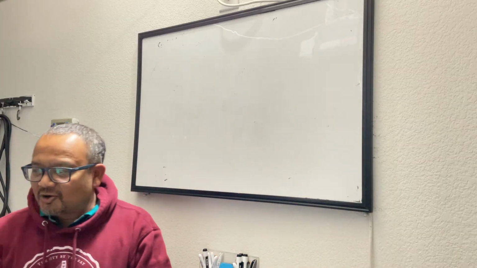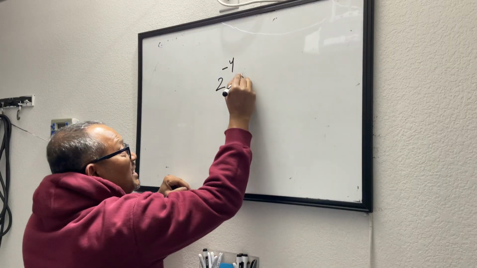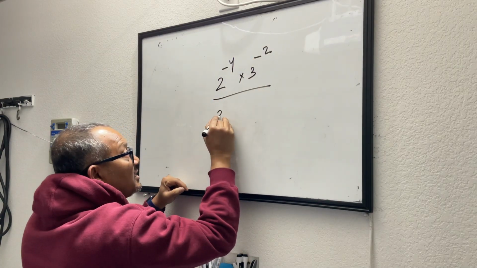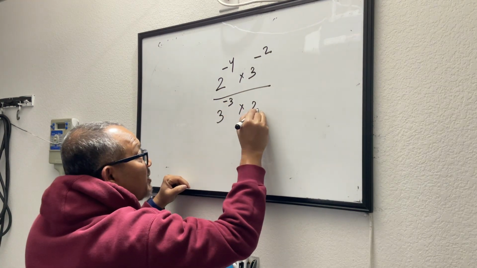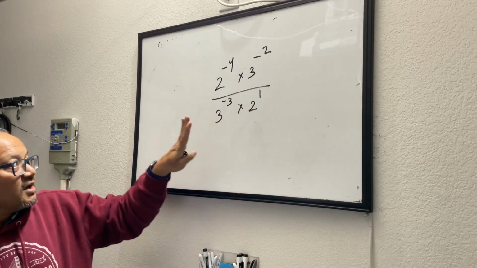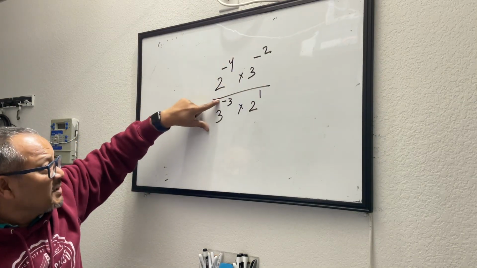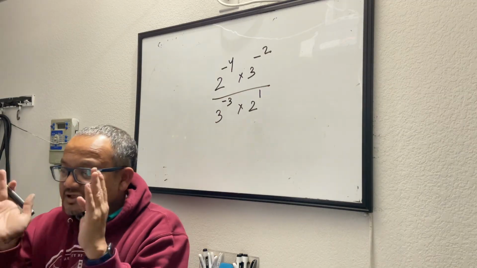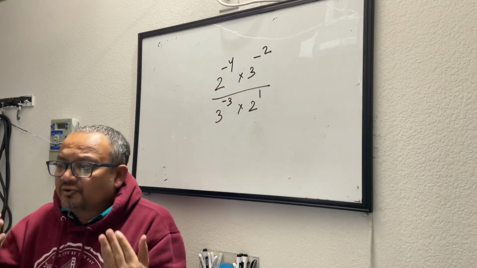Yeah? So, if I have 2 to the power minus 4 into 3 to the power minus 2 divided by 3 to the power minus 3 into 2 to the power 1. If I had to deal with this, 2 to the power minus 4, 3 to the power minus 2, 3 to the power minus 3, 2 to the power 1, my first go would be, how do I take care of negative powers? Because that gets me a little confused.